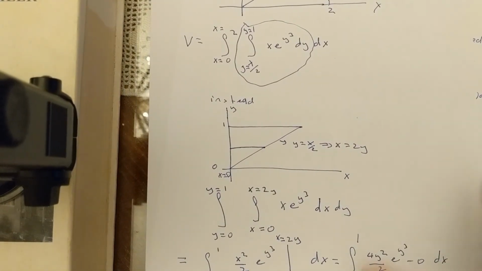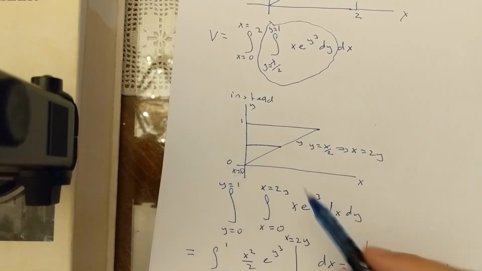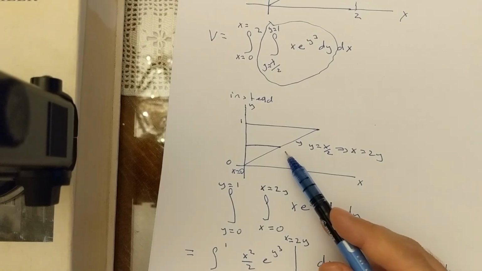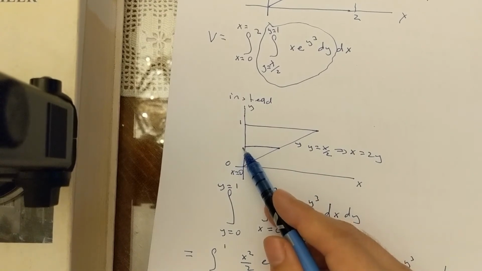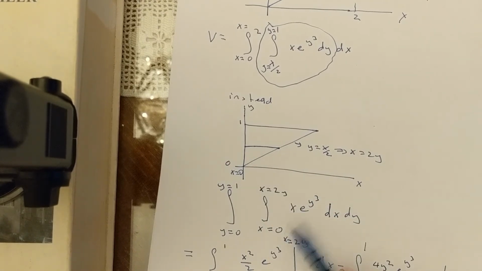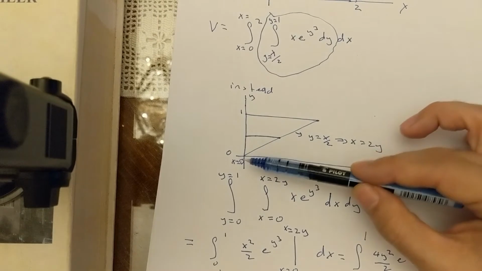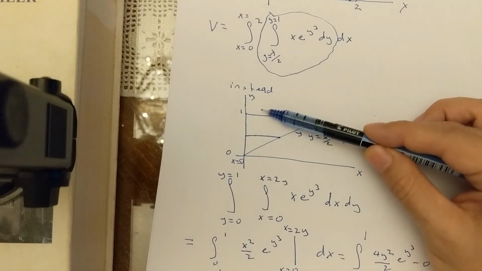So again, right minus left. Right hand point is x equals 2y. Left hand point of the horizontal element is x equals 0, just the y-axis. And those horizontal elements are going to go like this.